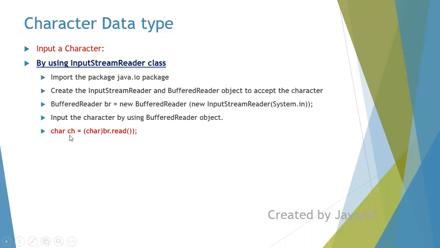So there are two ways. If in the exam you are asked to write the function, how to input a character, both are correct. If they specify that you have to write using the input stream reader, then you will have to write these points, or else you can write scanner also. So remember this br.read typecast char, and then the data is going inside char ch.